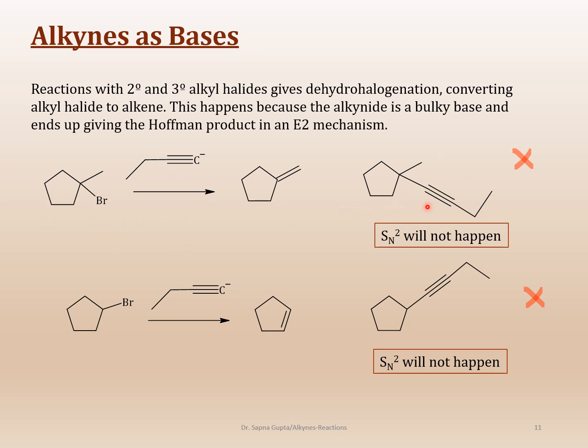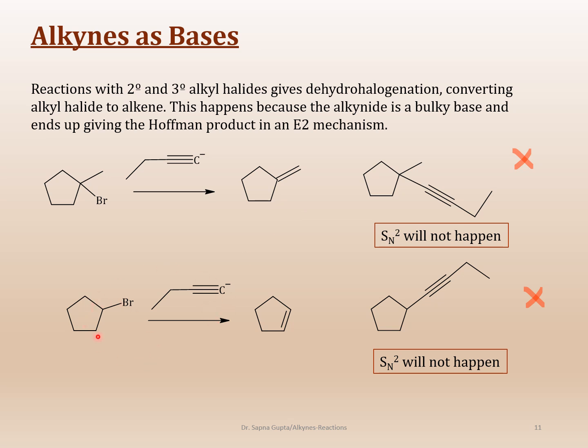Will you get this at all via SN1 or SN2? SN2, forget it. It's not happening, because this is a tertiary halide. But SN1 also, if you try, you probably will not get a whole lot of it. It will be a minor product. So SN2 definitely is not going to happen. So what you might end up getting is an E2, which is an elimination reaction. So you end up forming a Hofmann product from this.